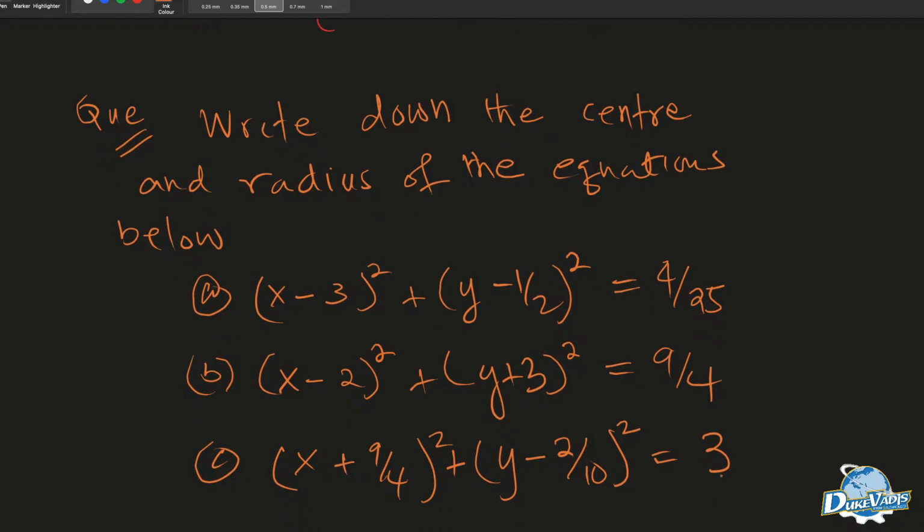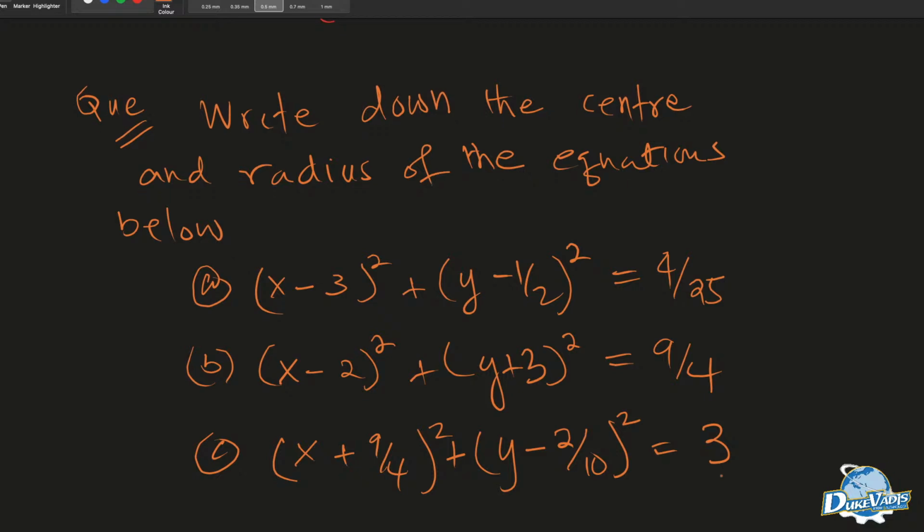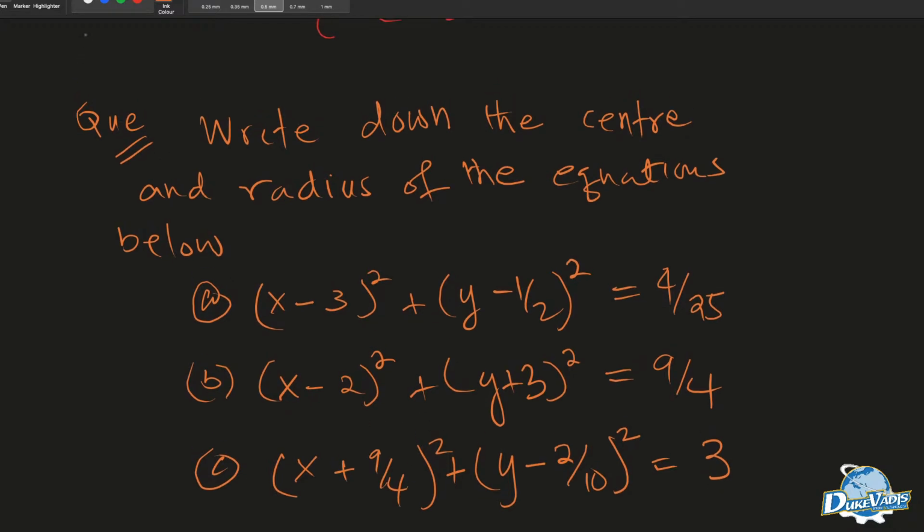So friends, these are the questions that we say we should write. They say we should write down the radius and the center of the equation. Such a question, when they give you, I don't think you're supposed to fumble at all. They are asking us to write them down. So let's see the best way we can write them down.